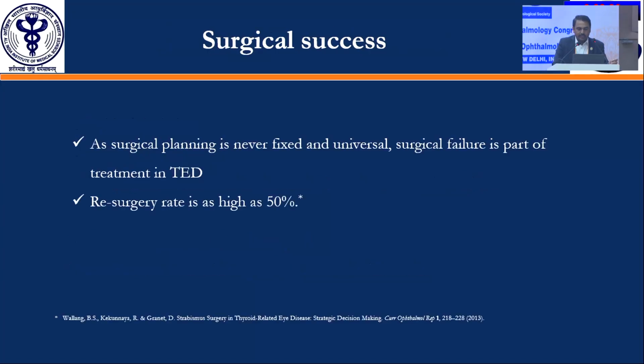As the surgical planning is never fixed, surgical success is also not fixed, and we can see that up to 50% of the patients, out of these 3 patients, 3 might come for resurgery because of progressive overcorrection, or even when the disease is recurring, they might develop recurrent deviation. So resurgery rate is as high as 50%.